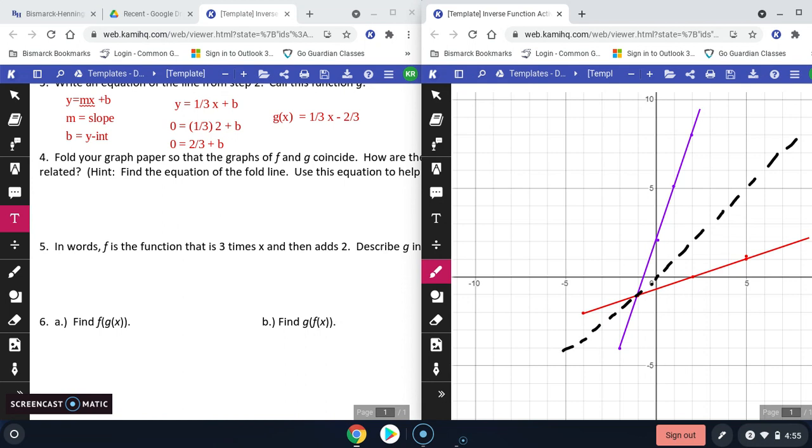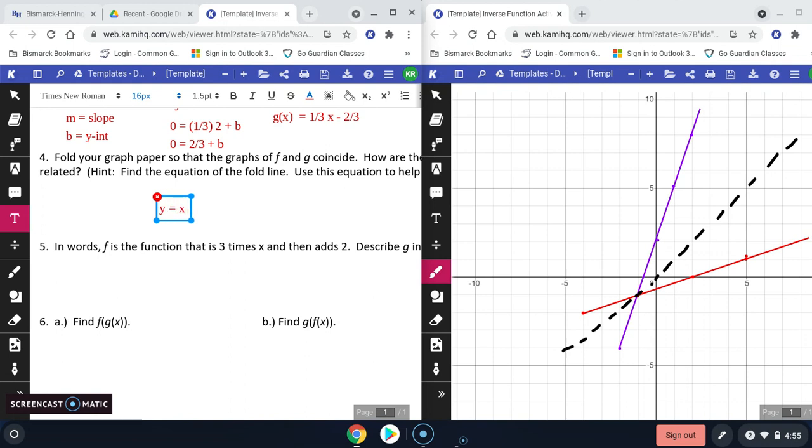Okay, and then we talked about the fact that this line, where you fold your paper and the two graphs match up, is like a line of reflection. You talked about reflections in geometry. Okay, so if I reflect my purple line over that dotted line, it lands on my red line. So we also talked about how that fold line is going to be the equation y equals x. Okay, so that becomes a reflection line.